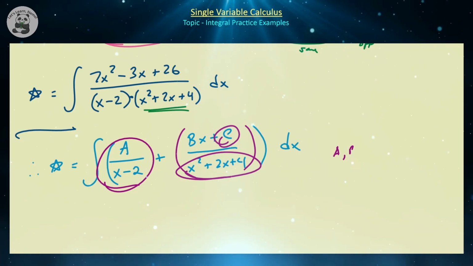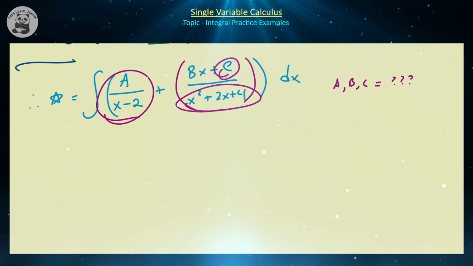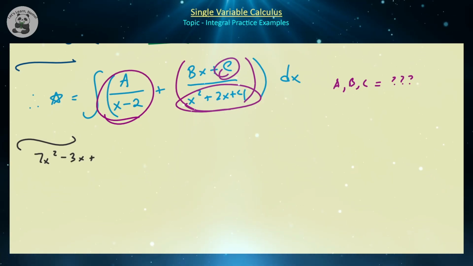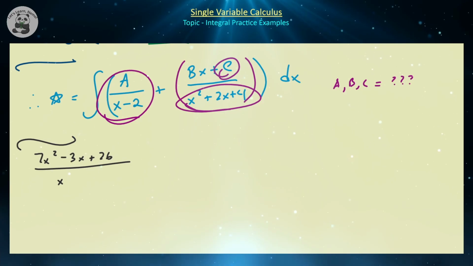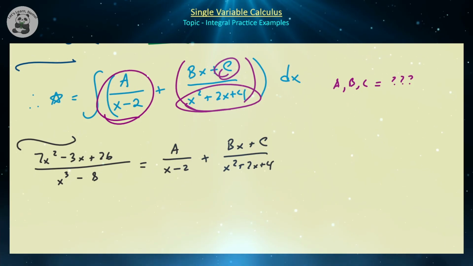But the question that I want to at least finish here is, how do you find these constants a, b, and c to substitute back? So, in order to do partial fraction decomposition, we know that this should decompose into 7x squared minus 3x plus 26 all over x cubed minus 8. And we want to decompose this into a over x minus 2 plus bx plus c over x squared plus 2x plus 4. Lots of 2's here because we have lots of 2's floating around, right?